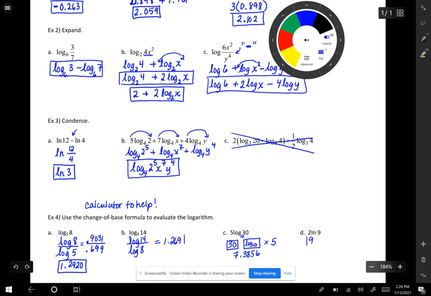This one you can use your calculator for also. Punch in 9 first. I always have to check on my phone what the button says. It just says LN. So 9, then natural log, and then times 2. Don't forget the times 2. And I got 4.3944. And those are your notes for 7.5. Have a great day, Algebra 2 students.